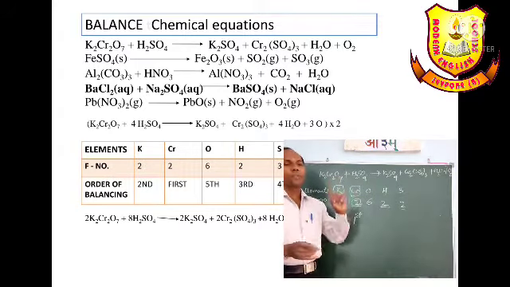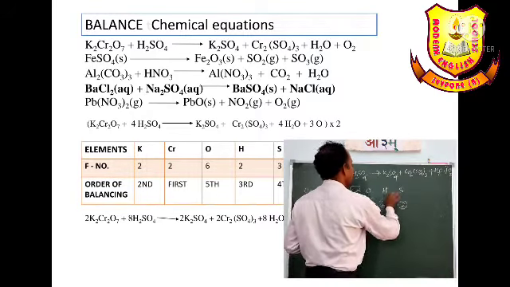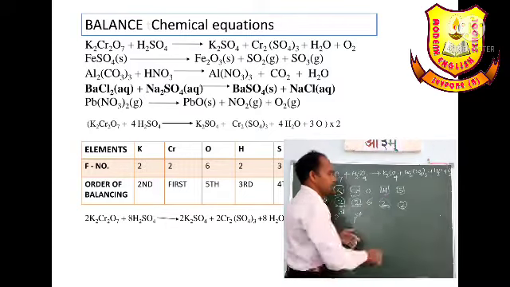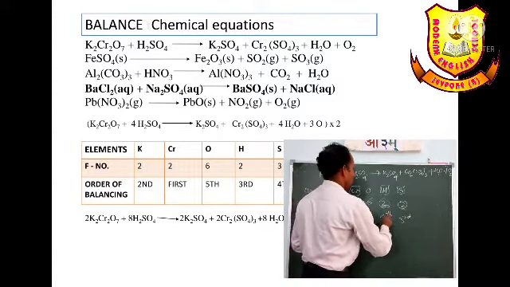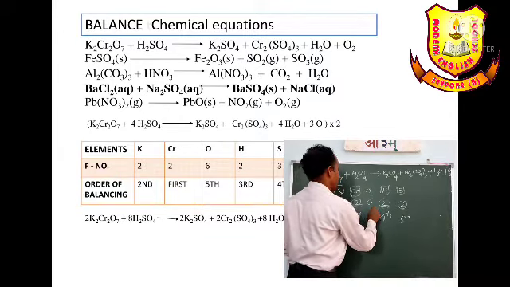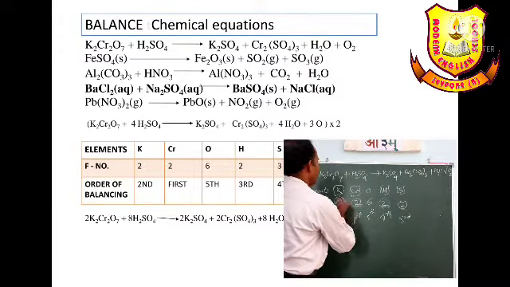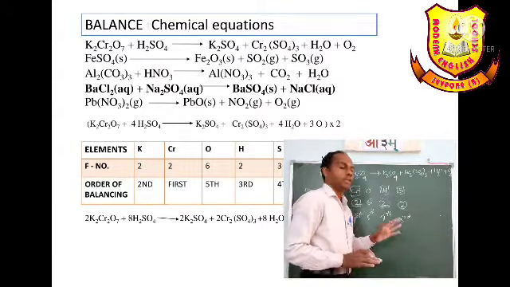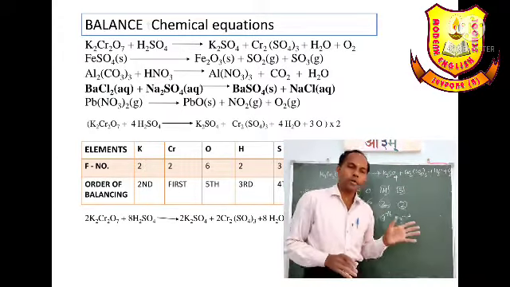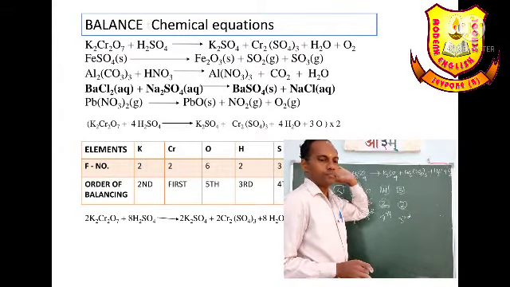Then we go to non-metals with the same F number. Out of hydrogen or sulfur, the highest atomic number is sulfur, so it will be balanced third, and this one will be fourth. And next F number 6, oxygen, it will be balanced in the fifth order. Now we have to balance. Chromium will be balanced first. And before that, I told you, you have to see the whole equation should be in atomic form, whether any is a diatomic, triatomic or monoatomic molecule.